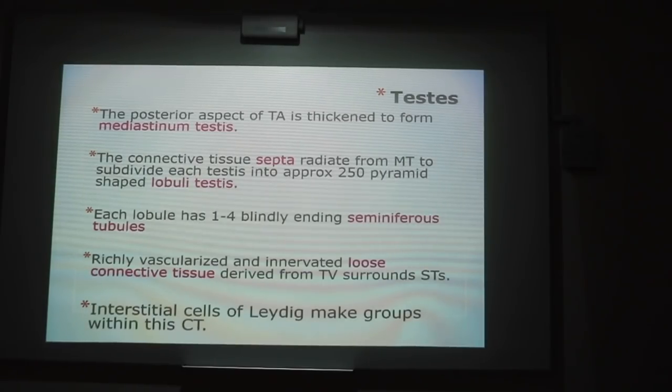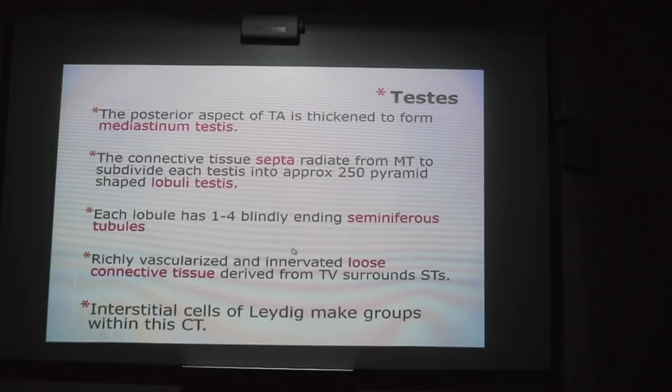So, as I said, the posterior aspect of the tunica albuginea is thickened to form the mediastinum testis, and there are connective tissue septa which originate from the mediastinum testis to subdivide the testes into 250 pyramidal lobules, and within each lobule there are about 1 to 4 seminiferous tubules. There is richly vascularized, loose connective tissue, derived from the tunica vasculosa, which surrounds the seminiferous tubule.